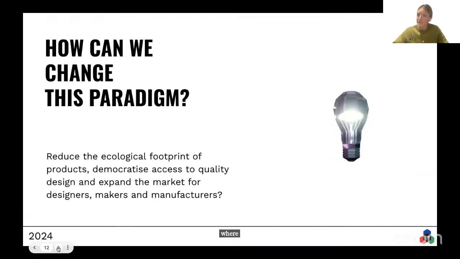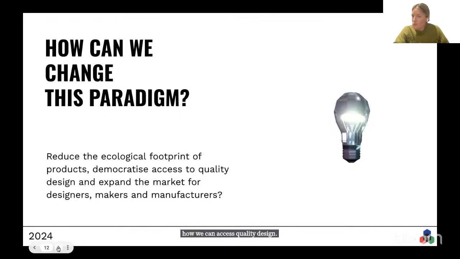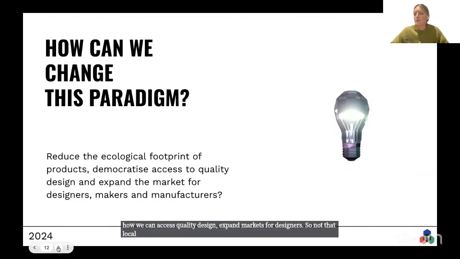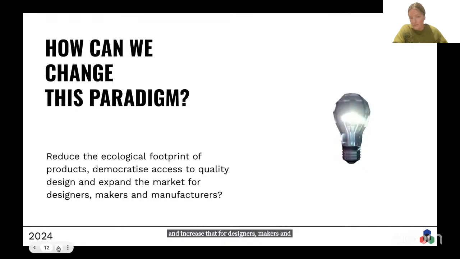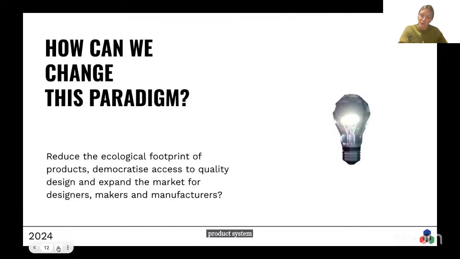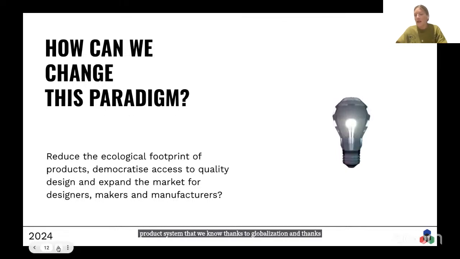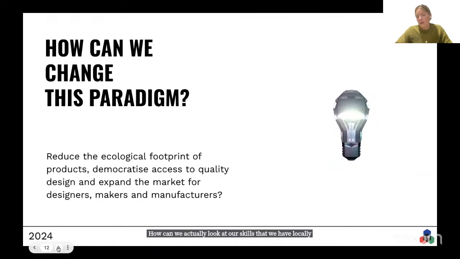the production and sales of a good in the same local economy. How we can access quality design, expand markets for designers, so not that global homogenization of a design, but actually have access to local markets, local ingenuity, local design, and increase that for designers, makers, and manufacturers. So how can the entire product system that we know, thanks to globalization and thanks to global supply chains, how can we actually look at our skills that we have locally, our work, our resources that we have locally? How can we change this paradigm towards something else?